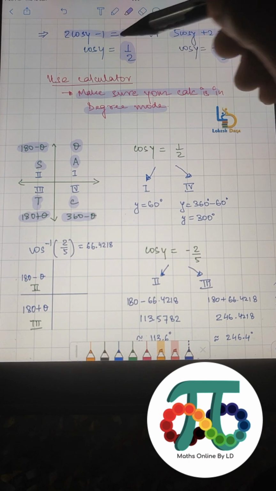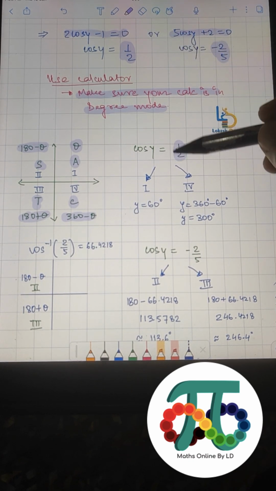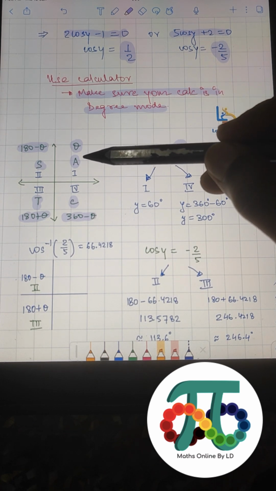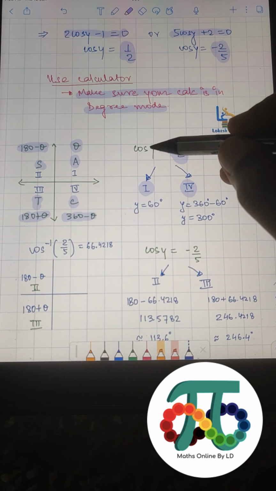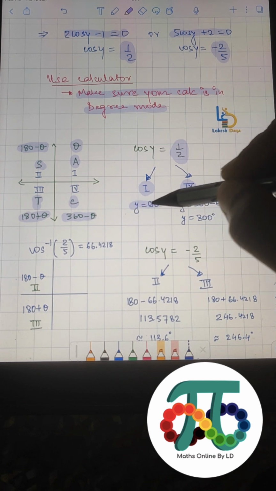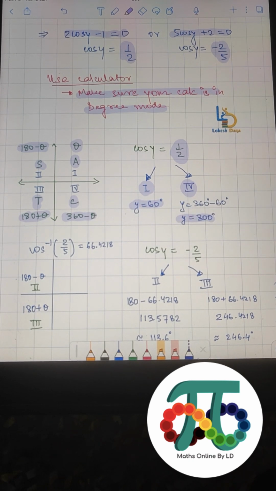We are getting two values of cos y, one is positive, one is negative. For the positive value, we know that cos is positive in the first and fourth quadrant, so we'll be getting values in the first and fourth quadrant. We know cos y is half, then y has to be 60 degrees, and in the fourth quadrant it's 360 minus 60, which gives us y equals 300 degrees.